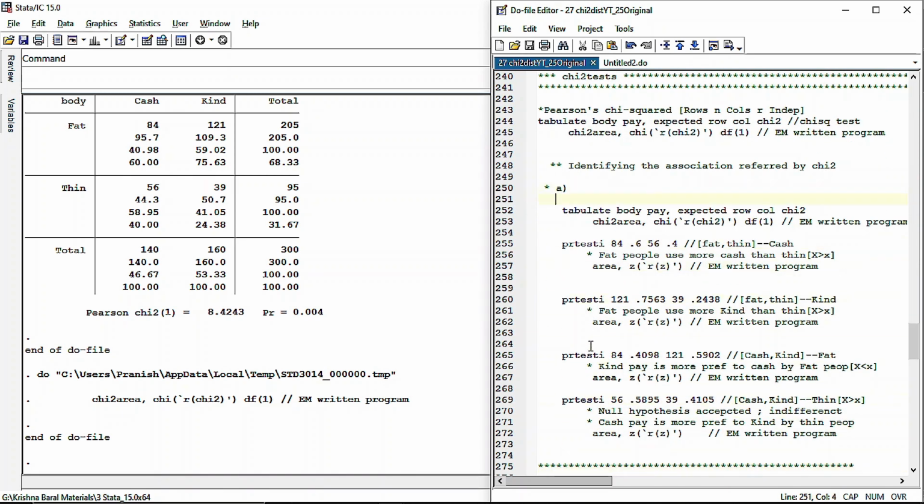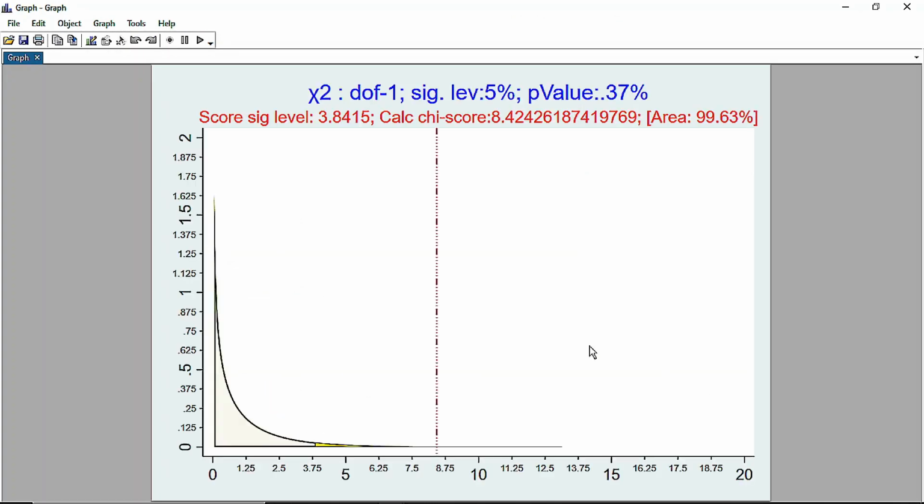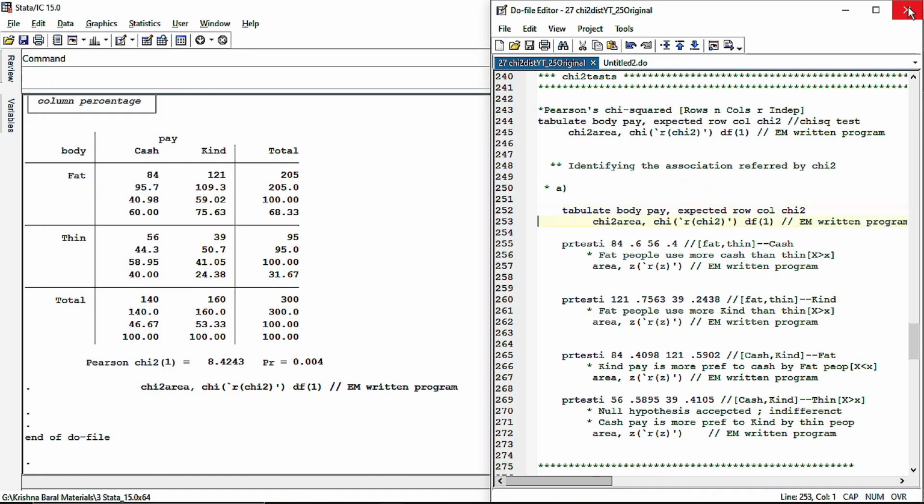And this is again the same tabulation and the same graphical depiction. It is a kind of repetition. So we reject the null hypothesis of no association, and we conclude that there is some sort of association. Let us identify the point of association.